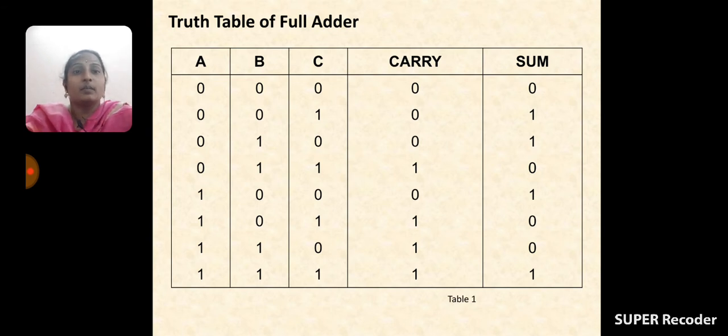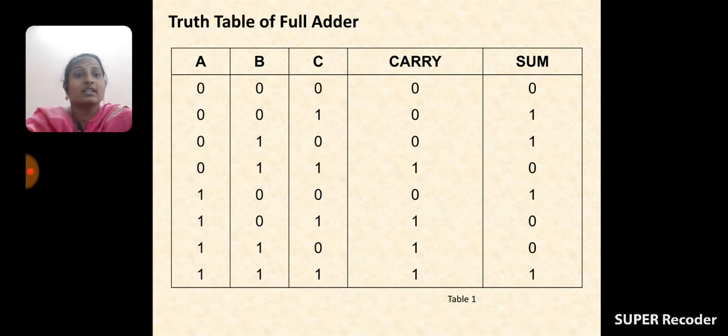0 plus 0 plus 0: by adding these bits, sum is 0 and carry is also 0. Coming to the second case, 0 plus 0 plus 1, sum is 1 and carry is 0. In the third case, 0 plus 1 plus 0, sum is 1 and carry is 0. In the next one, 0 plus 1 plus 1, sum is 0 and carry is 1. Next, 1 plus 0 plus 0, sum is 1 and carry is 0. And in the next one, 1 plus 0 plus 1, sum is 0 and carry is 1.